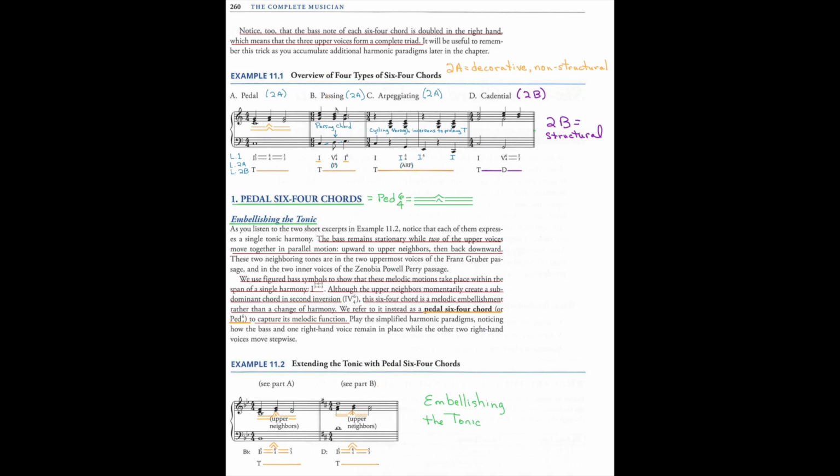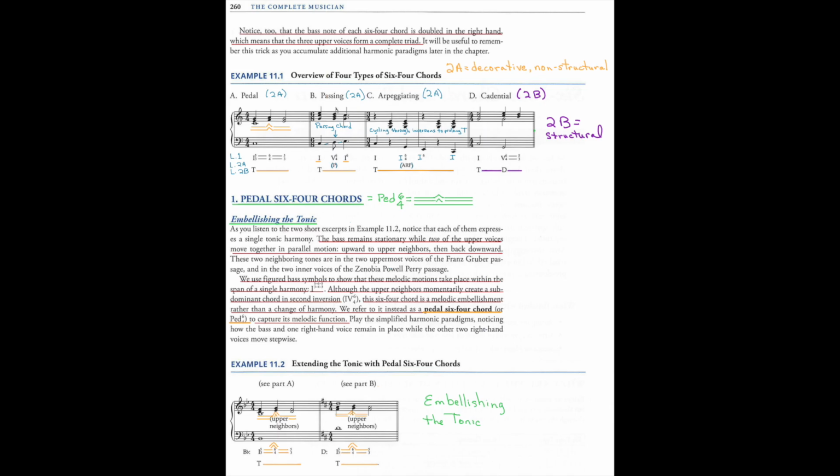Moving on to page 260, I've outlined at the top in red where Laitz says, notice too that the bass note of each 6/4 chord is doubled in the right hand. He's talking about exercise 11.11 below. We're going to take a look at that together right now. He says, notice too that the bass note of each 6/4 chord is doubled in the right hand, which means that the 3 upper voices form a complete triad. He says it will be useful to remember this trick as you accumulate additional harmonic paradigms later in this chapter.